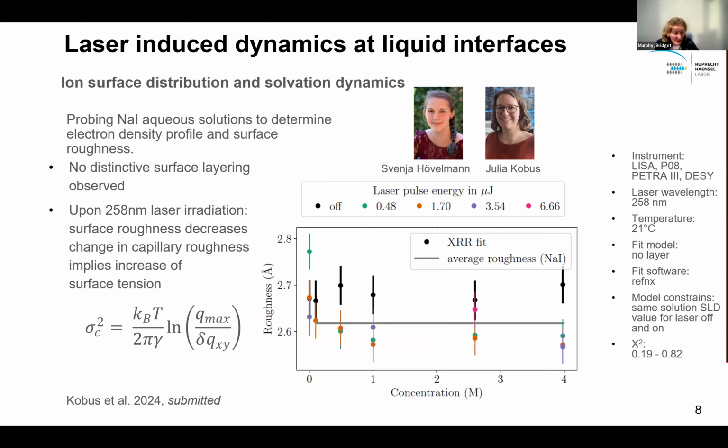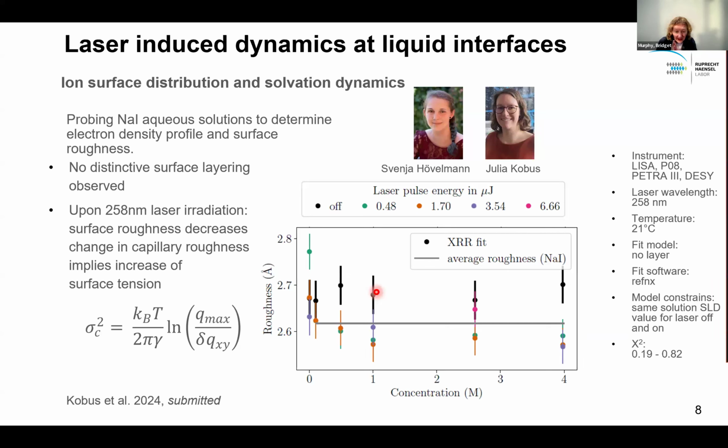So at the start we tried to really excite the molecules themselves, that's why we take the 258 nanometers. So we're really trying to create an electronic excitation at the surface. What we expected was that we would induce some charging at the surface, and we would pull the molecules to the surface, and we would see a layer forming, but the effect is not that strong. So we don't see a layer, but we definitely see that there is an enrichment at the surface.